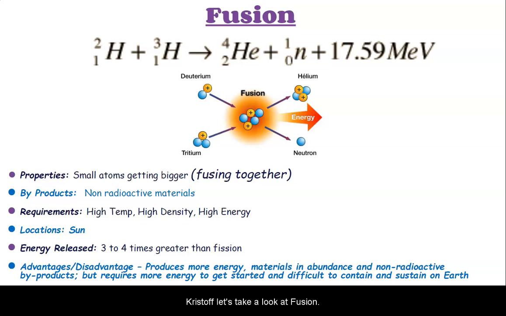First off, let's take a look at fusion. Fusion is when you take multiple things, primarily multiple hydrogen atoms, and you combine them together to make a new element. So if each hydrogen has one proton and you squish them together, you get helium, which has 2 protons.